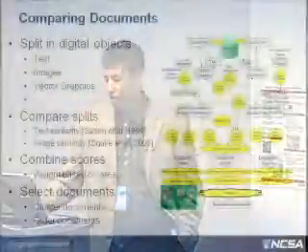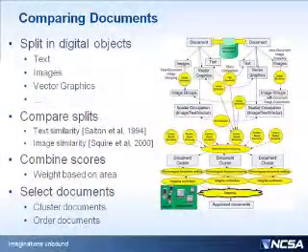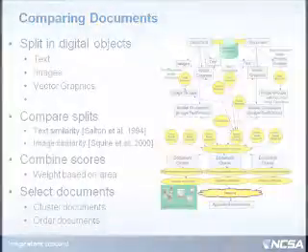With regards to comparing documents, again, we're focusing on the text, images, and vector graphics within them. To do that, we split the document into these three constituent parts, compare each one separately, and then combine them back together to get some sort of measure of how similar two documents are. For text similarity, we look at the word frequencies within the two documents and compare them. When doing this, we consider more frequent words to be more important, as they occur more often in a particular document.